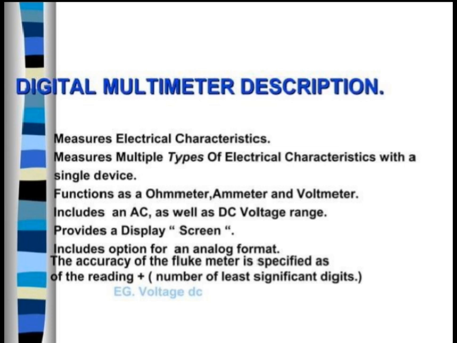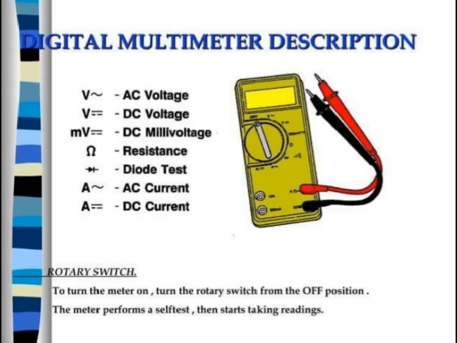So here we can see its screen. It includes an option for an analog format. The accuracy of the Fluke meter is specified as a percentage of the reading plus a number of least significant digits. So here you can see on our screen the digital multimeter.